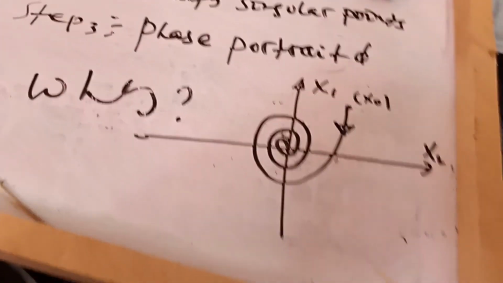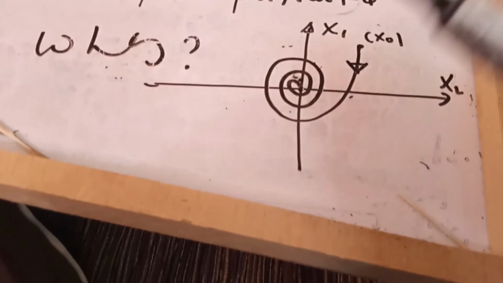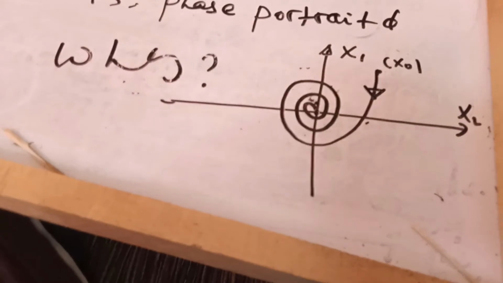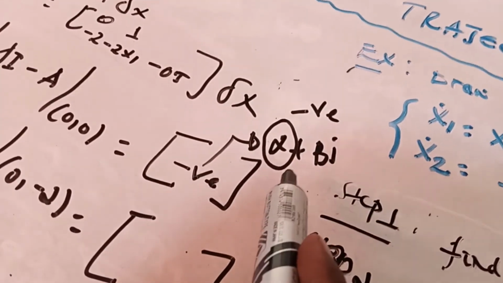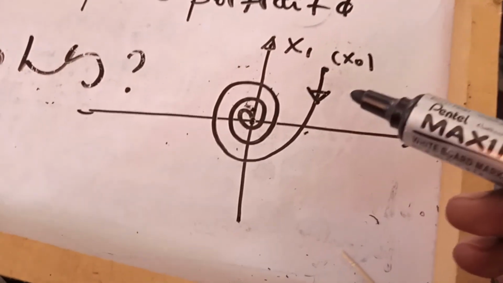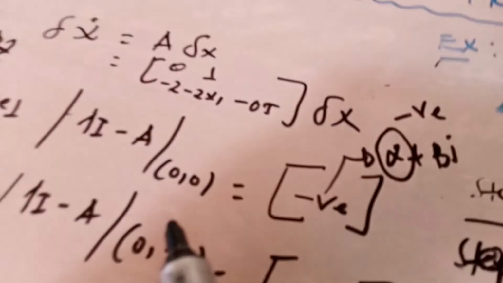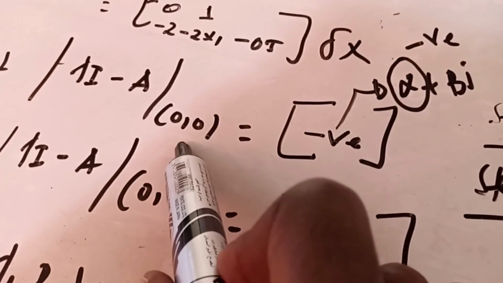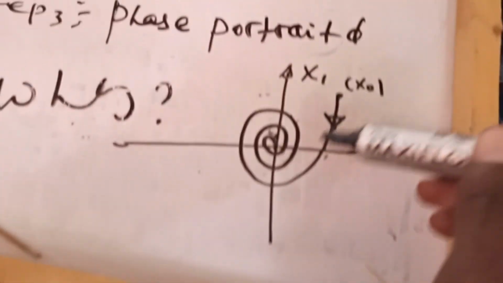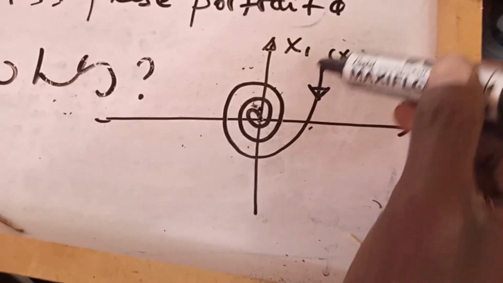We have no other argument to identify or make sure of the direction. The only guarantee is knowing and looking at the value of the eigenvalue. The eigenvalue directs our phase portrait diagram. Mind you, don't forget it. Substituting at x equals 0, 0, we got the negative lambda value.